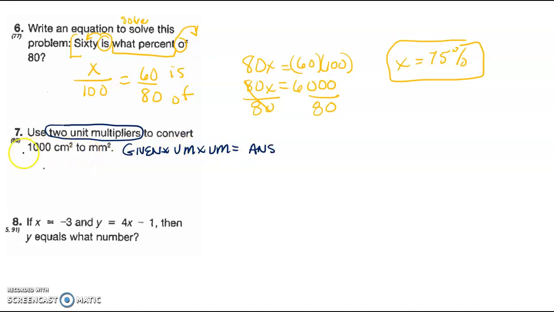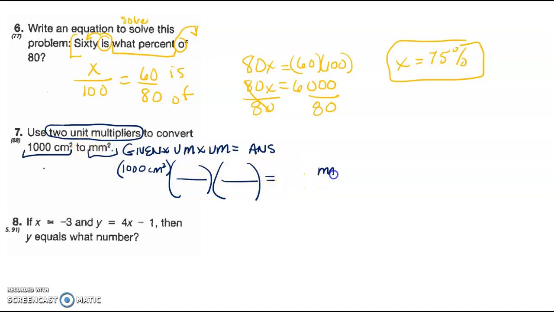Okay, so my given is 1,000 centimeters squared. I know I have 2 unit multipliers I have to plug in there, and my answer is supposed to be millimeters squared. So I know I want millimeters in the top. My conversion factor or unit multiplier is that 10 millimeters is equal to 1 centimeter.